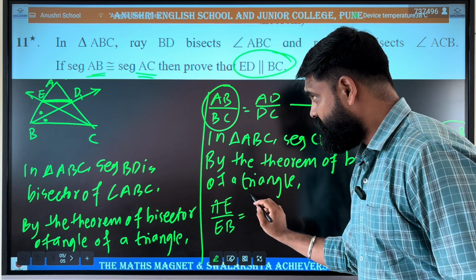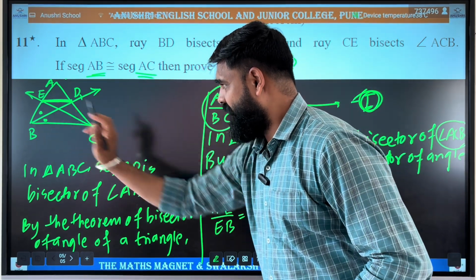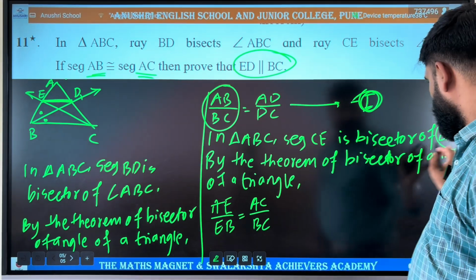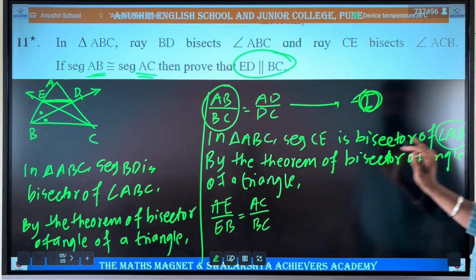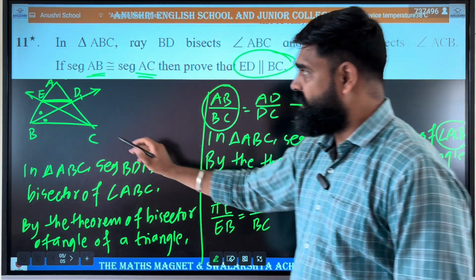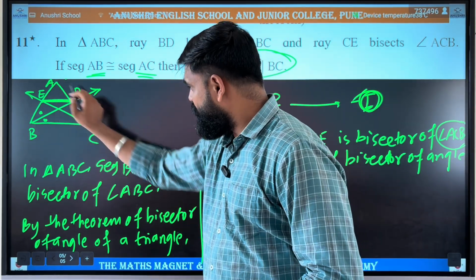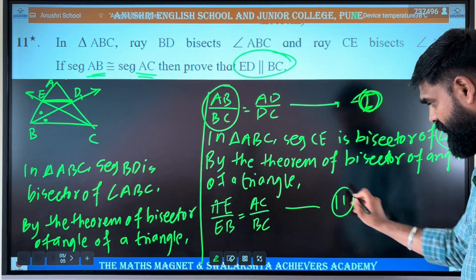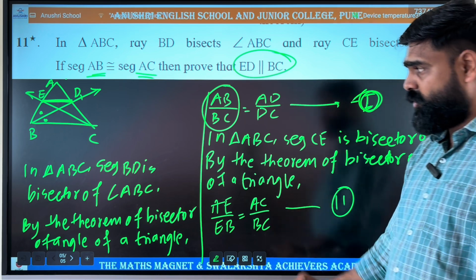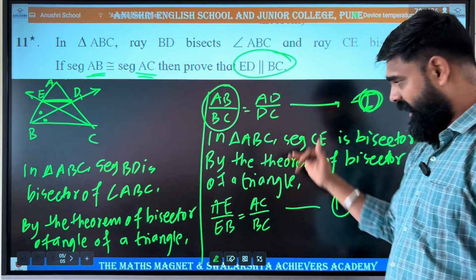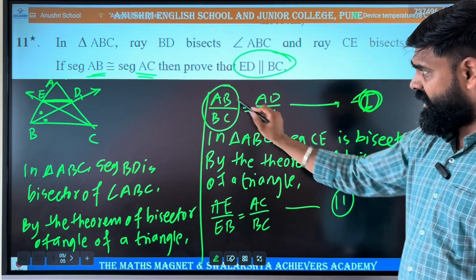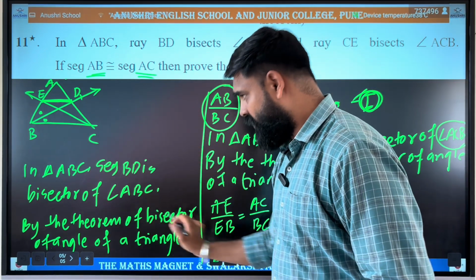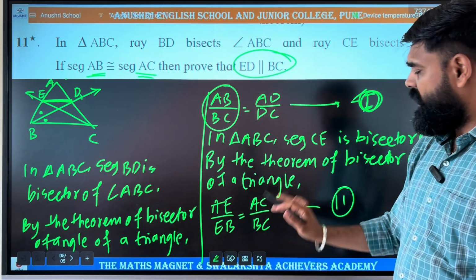Okay, so by using the theorem of bisector of an angle of a triangle, we have written this AE by EB is equal to AC by BC. So this is the equation number 2. So we have got this equation number 2 here. If we observe the equation number 1 and 2, we got here AB by BC is equal to AD by DC by using the angle bisector theorem.